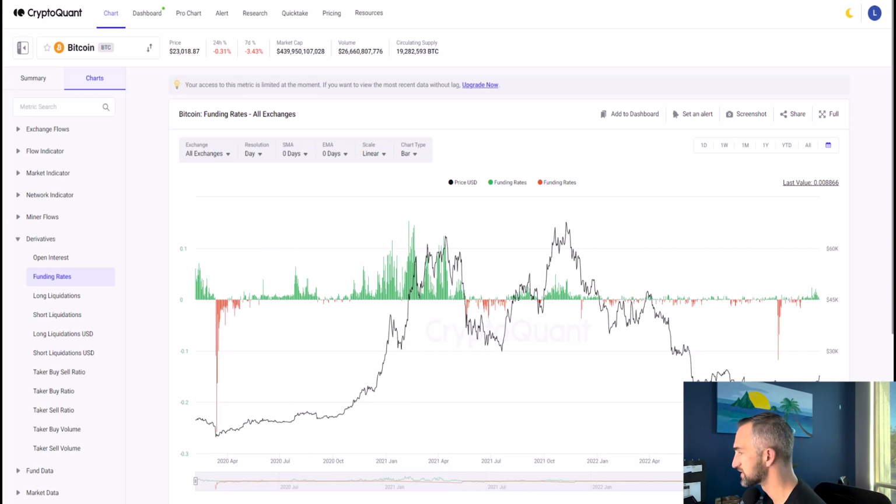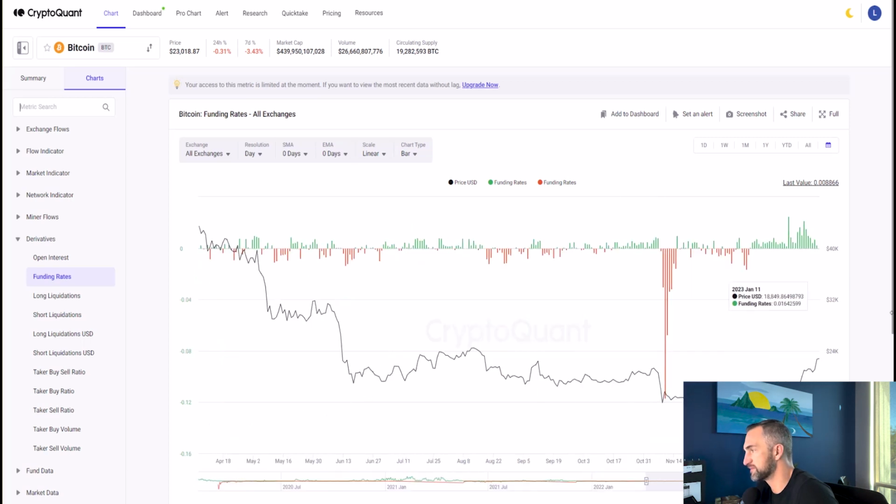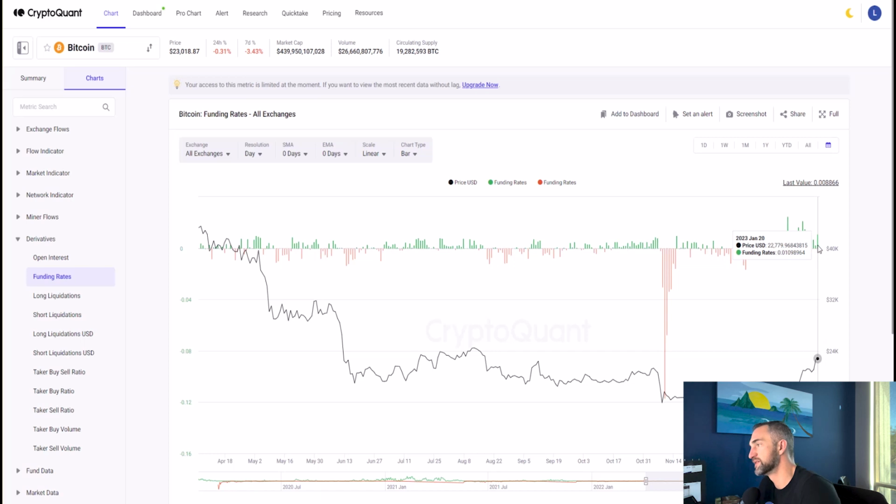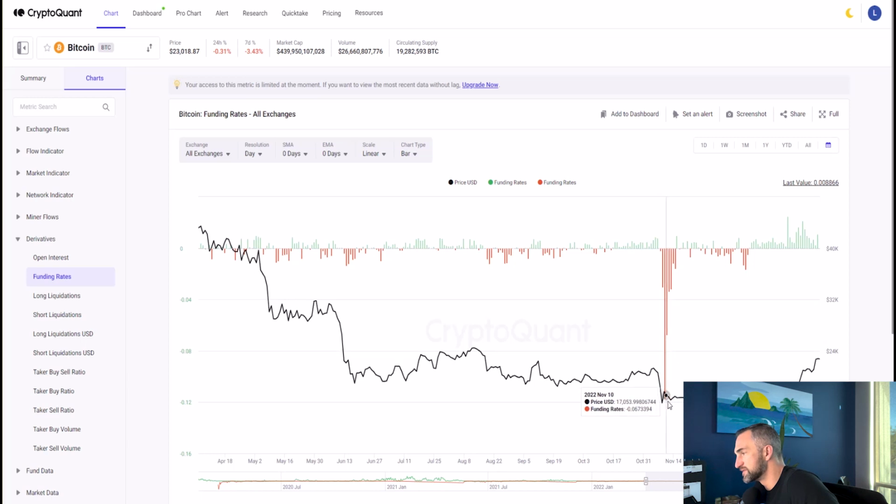Essentially, funding rates, this is a hard one to describe. Okay. So when funding rates are positive, you are paying to go long, right? When funding rates are negative, you're paying to go short. I think I have that right.